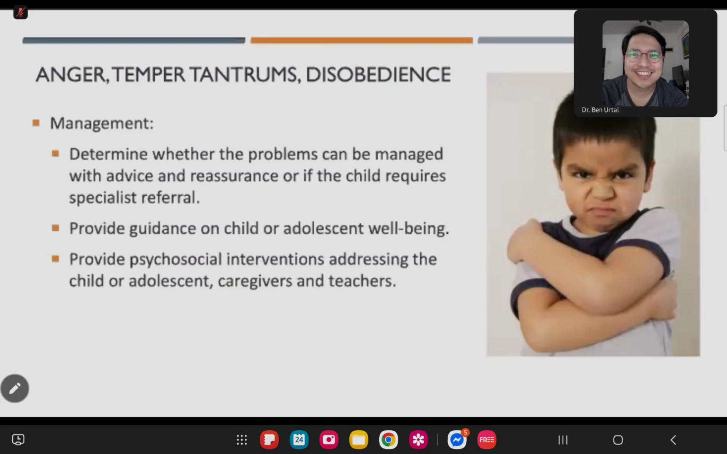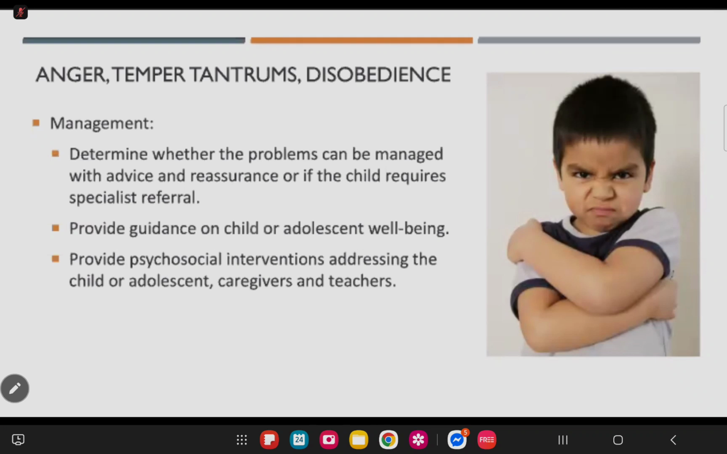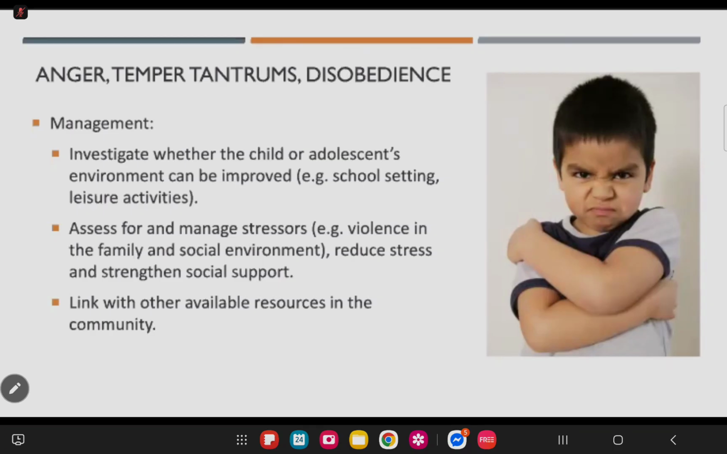Let's just move on. For management, you have to determine whether the problems can be managed with advice and reassurance or if the child requires specialist referral. And you have to provide guidance on child or adolescent well-being and provide psychosocial interventions addressing the child or adolescent, caregivers and teachers. So it's very complex, the management of behavioral disorders. So if you cannot achieve your goals for these types of patients, you have to refer.